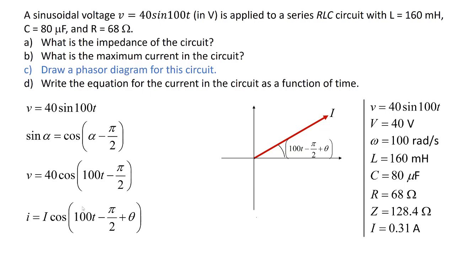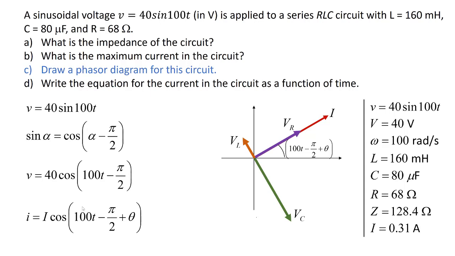Now let's continue to draw the phasor diagram. We know that the voltage across the resistor is in phase with the current. Therefore, this is the phasor for the voltage across the resistance. The voltage across the inductor is pi over 2 ahead of the current. Therefore, the voltage across the inductor will make an angle of 90 degrees with the current phasor. And the voltage across the capacitor is pi over 2 behind the current.